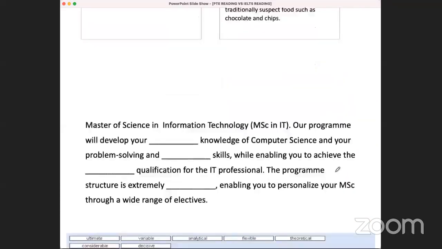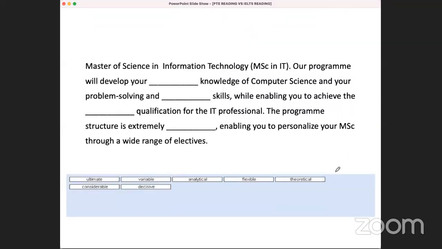Here's another type of question that you can encounter in the test. This is called reading, fill in the blanks. What you're going to do here is not to comprehend the passage anymore, but just fill in the empty spaces with the correct response. So here we have a passage and you have to pick out from the blue section at the bottom which one you think is the correct response for every blank. We have a list of options here: ultimate, variable, analytical, flexible, theoretical, considerable, and decisive.